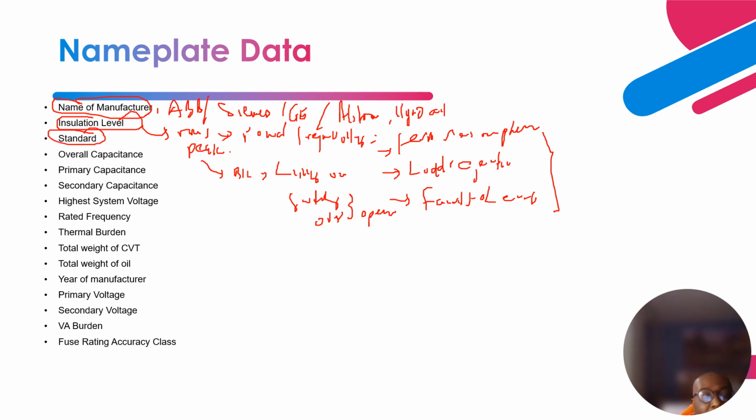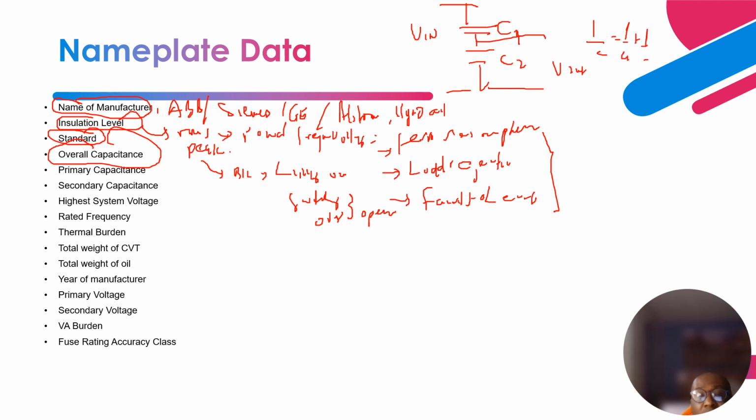Then you also see the standard used in manufacturing this capacitive voltage transformer. Yes, there has to be a standard, and in the second slide I showed you the IEC standard used to manufacture this. Then you see the overall capacitance. Remember, this capacitive voltage transformer is made up of two sets of capacitance, C1 and C2, with your V in and V out. So the effective capacitance is: 1 over C equals 1 over C1 plus 1 over C2.